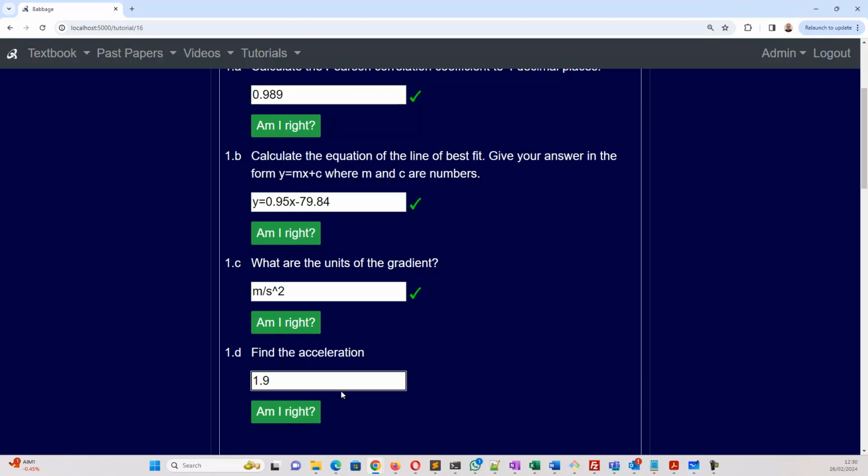And if I say, am I right now? It says no units, which means that the number is correct, but I haven't specified what the units are. So the units are in meters per second squared. Am I right now? Yes, I am.